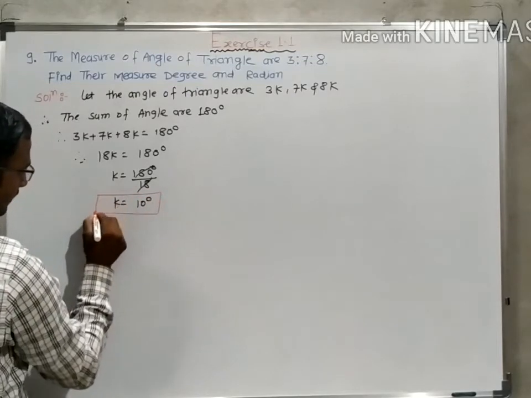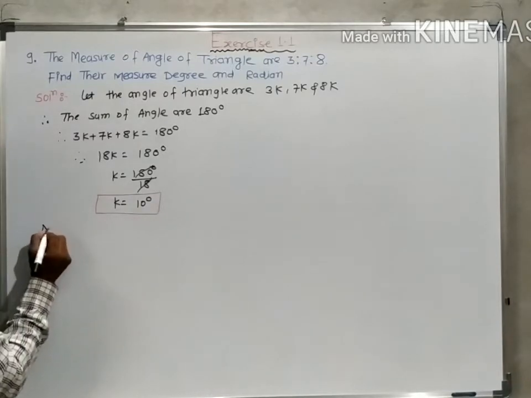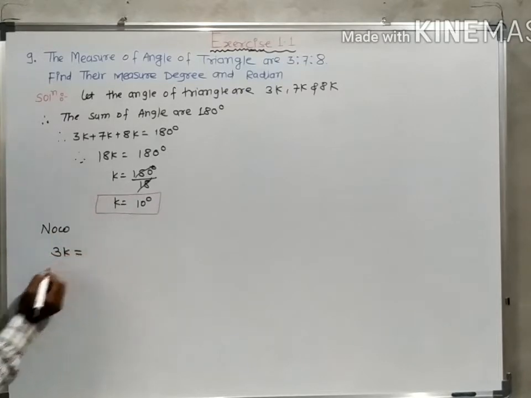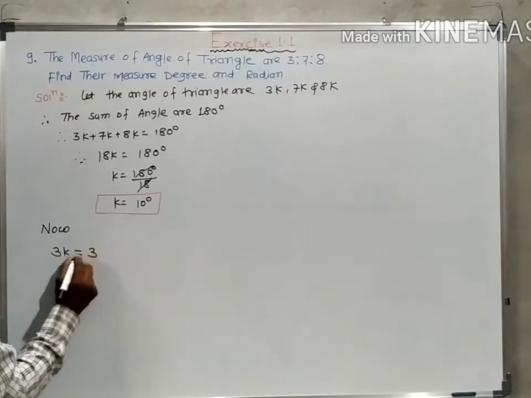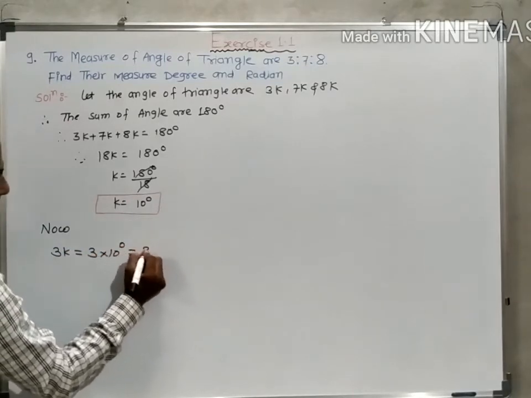This is the value of K. So now the first angle is 3K. So 3 into K, where K is 10 degree, so 3 into 10 degree is 30 degree.